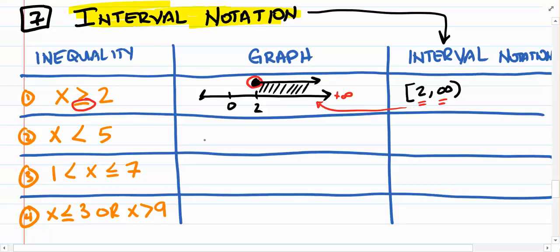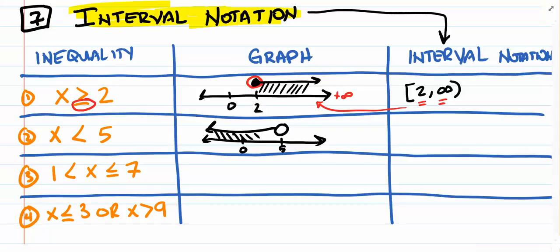X is less than 5. So here's 0, here is 5. I would put an open dot above it, an open circle, and I would shade to the left. Okay, well think about where this is going, right? This is negative infinity over here to the left. As numbers get really, really small, that's negative infinity, so how do we write this in an interval?